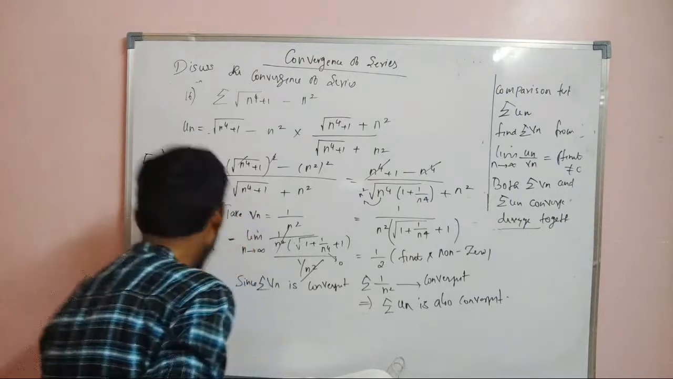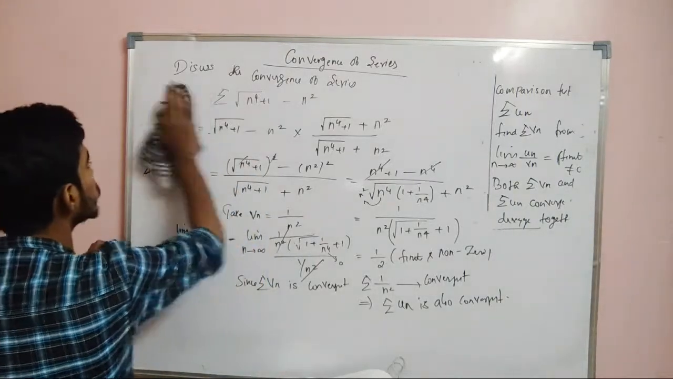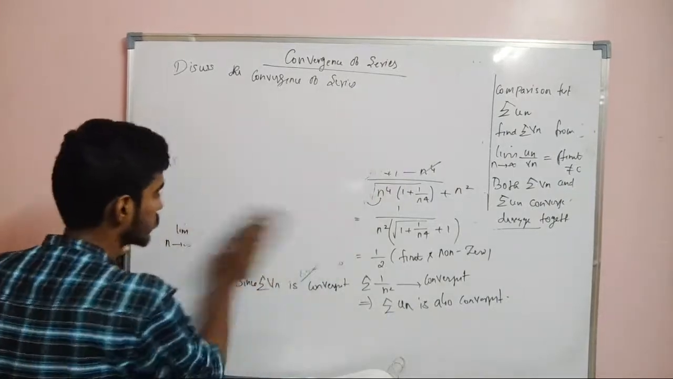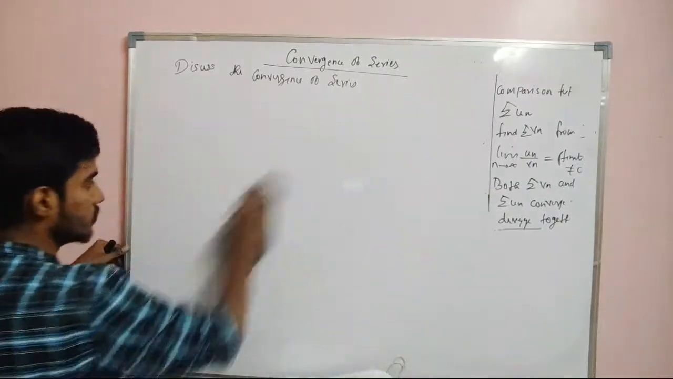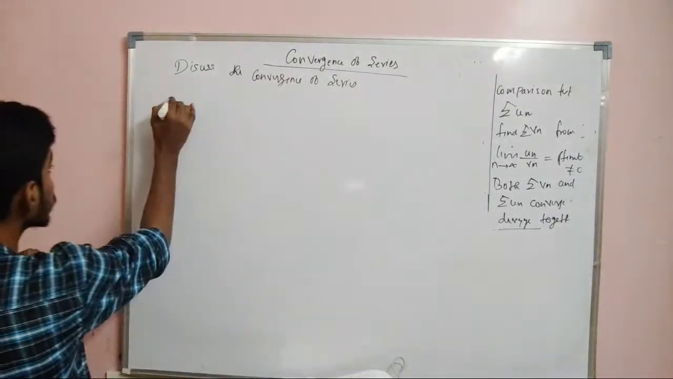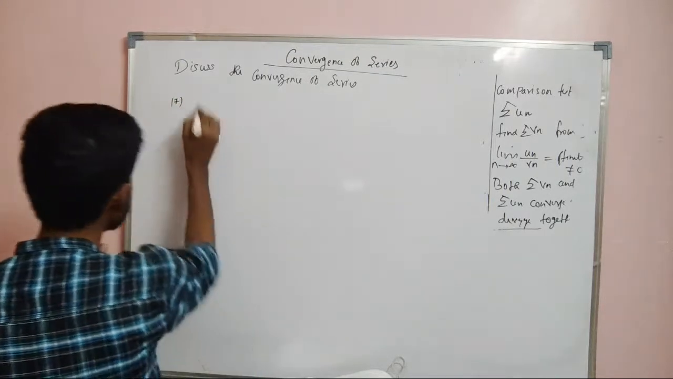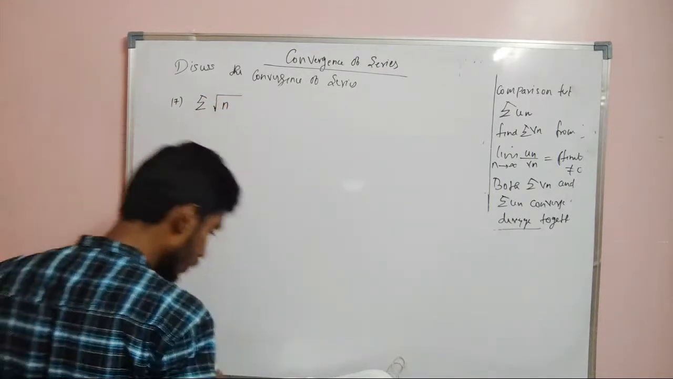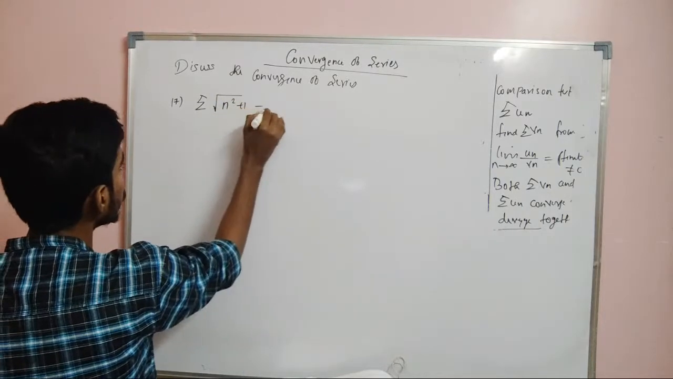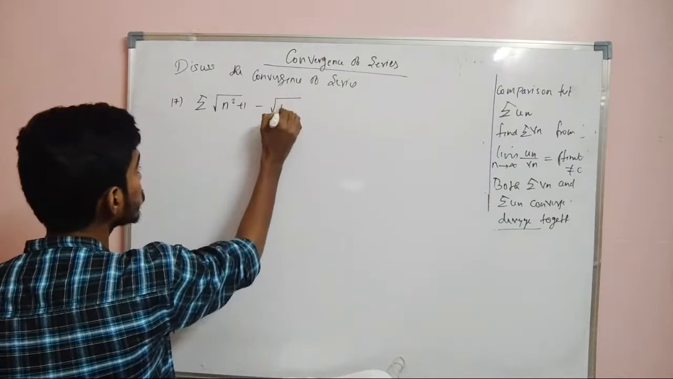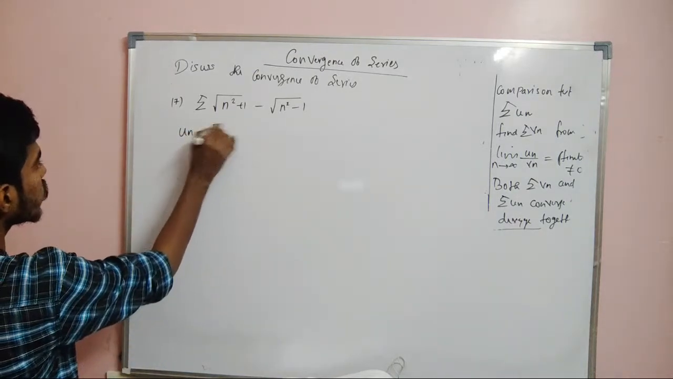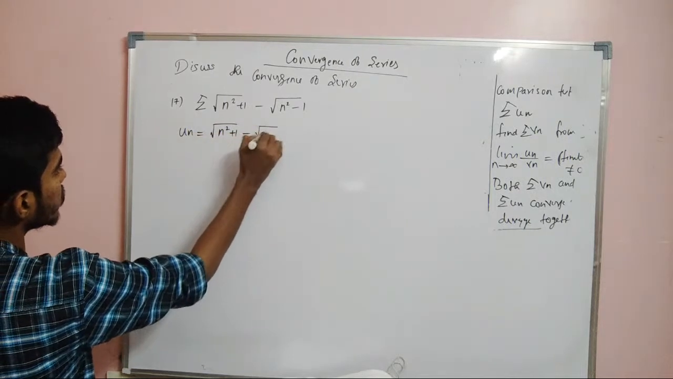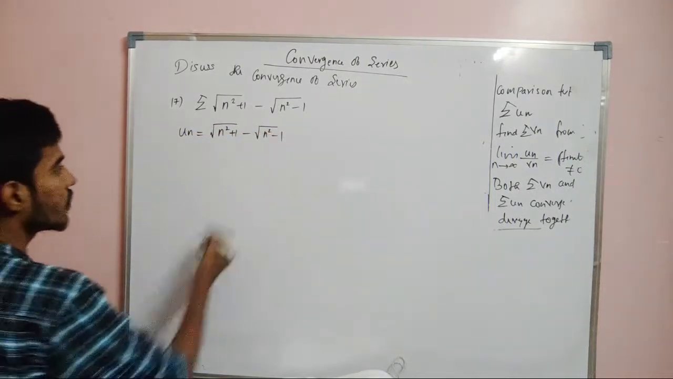So we move on to the next problem, which is the 17th problem. So the 17th problem is summation square root of n square plus 1 minus square root of n square minus 1, right? So we need to check whether this series is convergent or divergent. So let us take un to be equal to square root of n square plus 1 minus square root of n square minus 1. Now again we just rationalize.